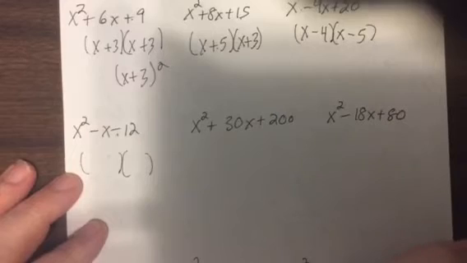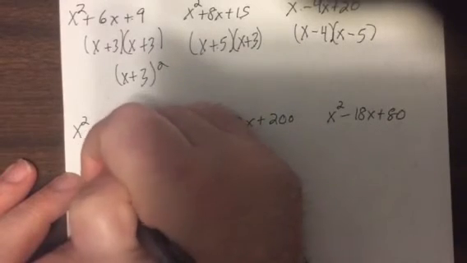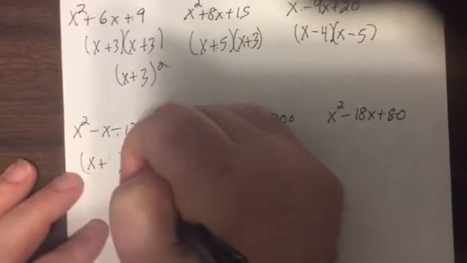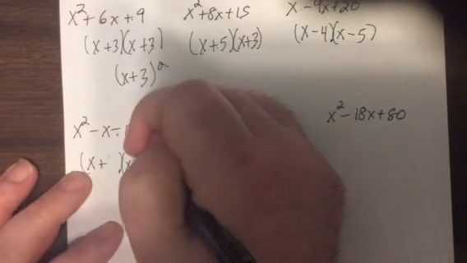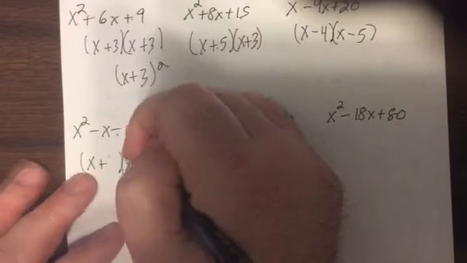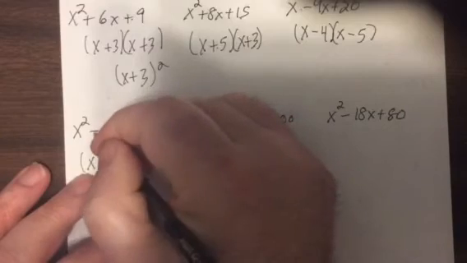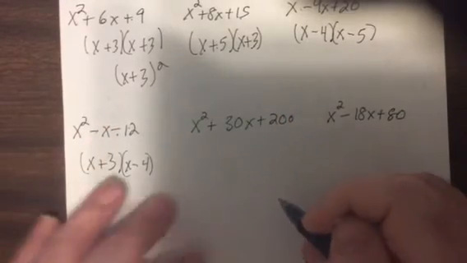So, let's see. It'd be x plus x minus, or you can put the plus minus in later. 12, let's see, that's 4 and 3. The 4 has to have the minus because the largest has to have the same sign.